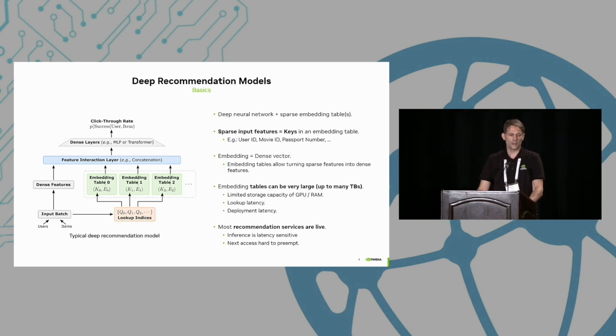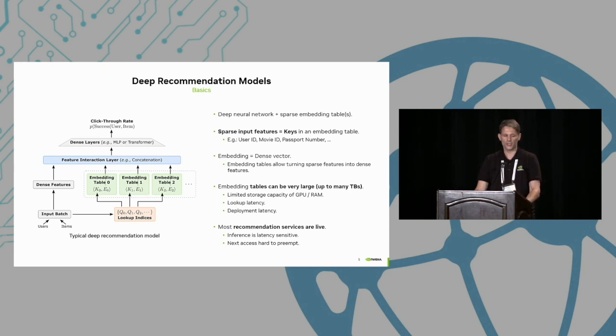Usually, deep recommendation models consist of a DNN and one or more sparsely populated embedding tables. Embedding tables are lookup structures to turn sparse inputs into dense embedding vectors that can be consumed by the DNN. Modern recommendation systems often feature multi-giga or multi-terabyte embedding tables. Fully storing embedding tables of that size in GPU memory or other fast memories is often not possible.